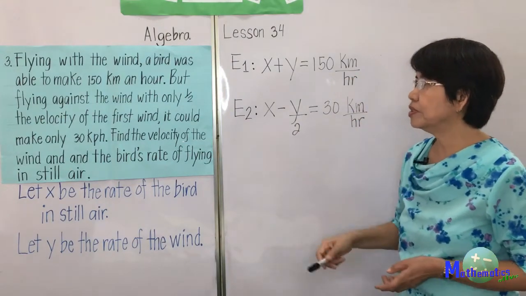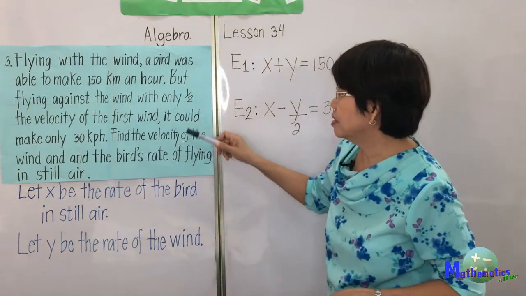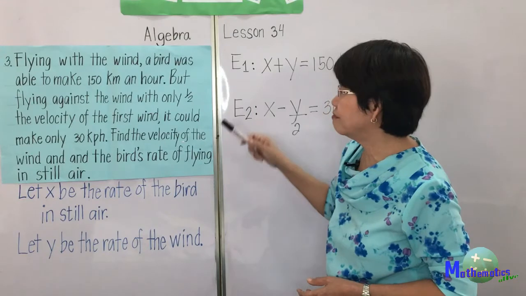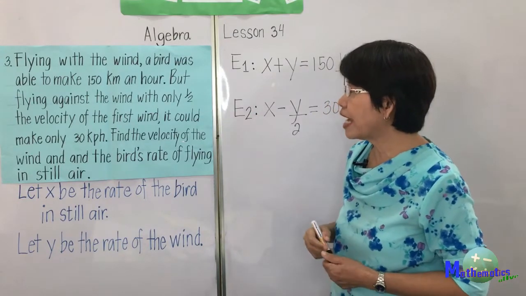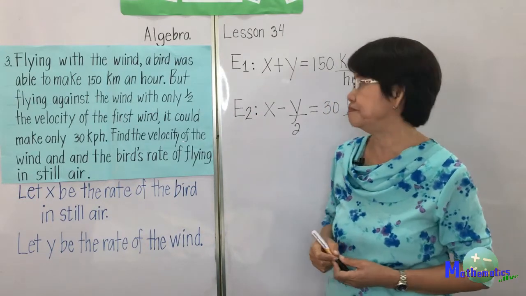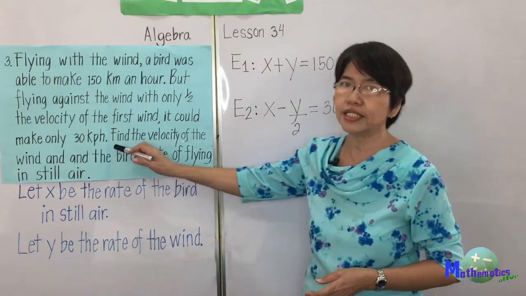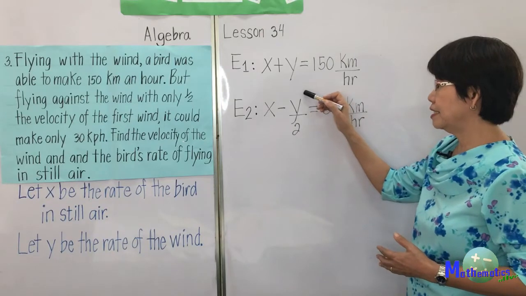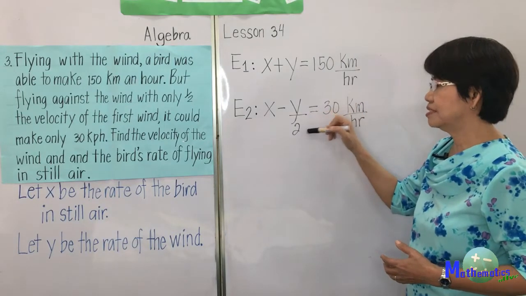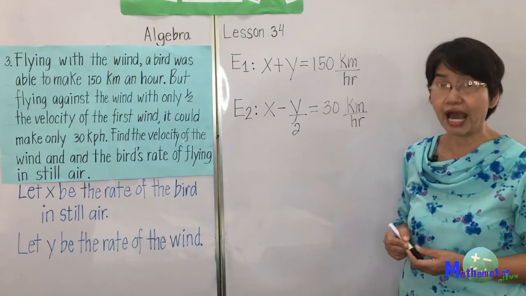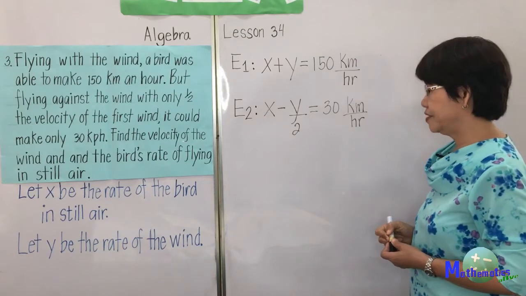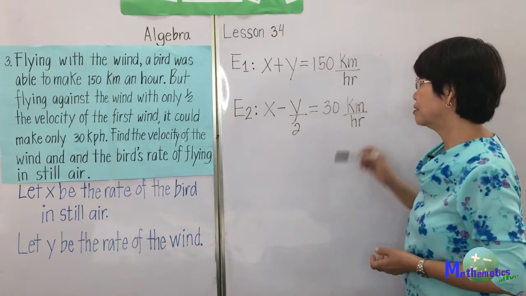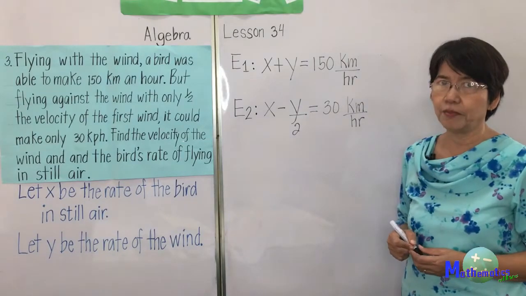Then equation 2, we have the second sentence: flying against the wind with only half the velocity of the first wind, it could make only 30 kilometers per hour. So we subtract the velocity of the wind, which is divided by 2, because it's only half the velocity of the first wind. So we have x minus y over 2 is equal to 30 kilometers per hour.